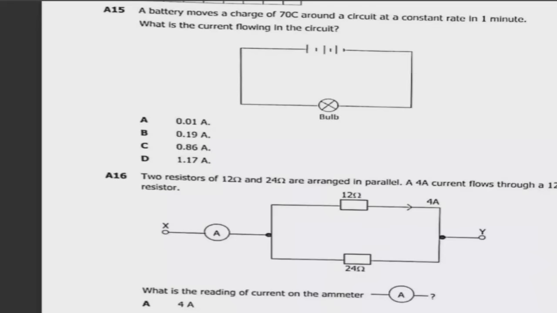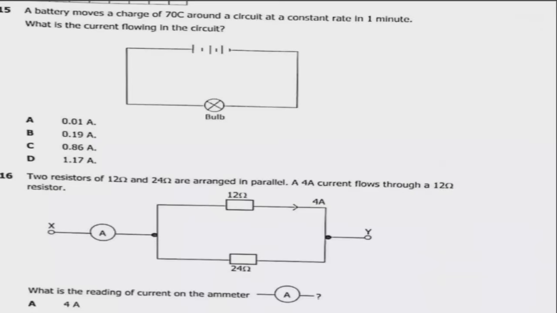We are told the charge is 70 coulomb. We want to find the current, and we are also given time, which is 1 minute. So we change 1 minute into 60 seconds, so under time we're going to have 60 seconds. Then over there we need to find current.